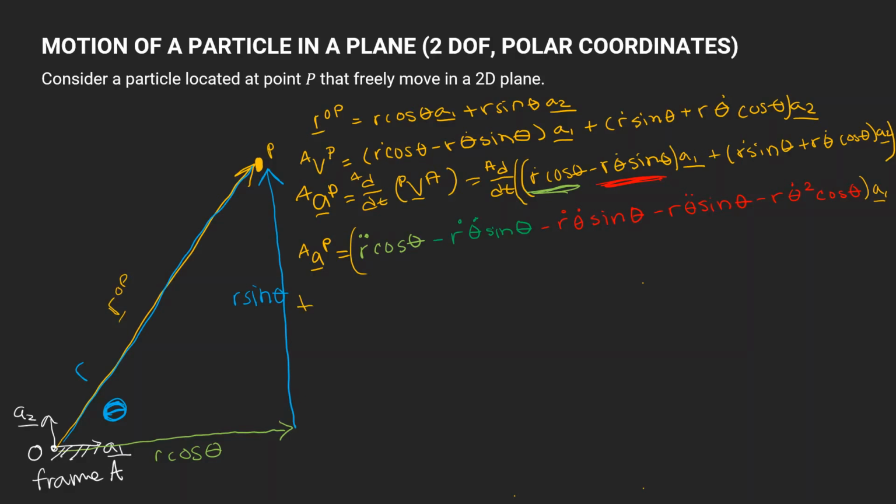Plus, running out of colors here. So we'll take the derivative of this term, and that is r double dot sine theta plus we have r dot, again, theta dot cosine of theta from the chain rule. And let's see, what other colors do we have? I'll go purple for the last one.